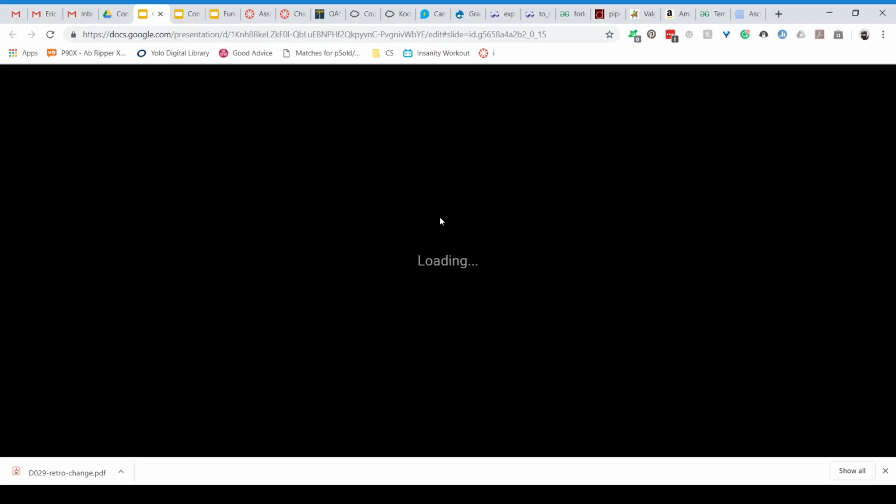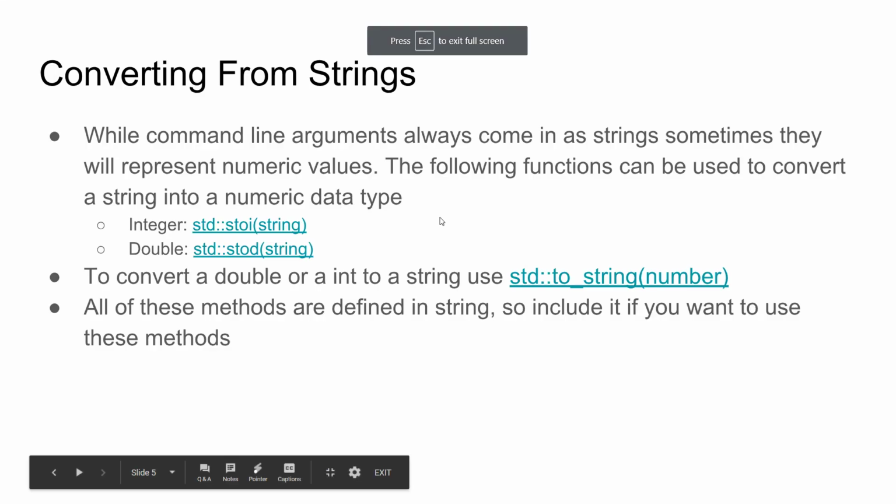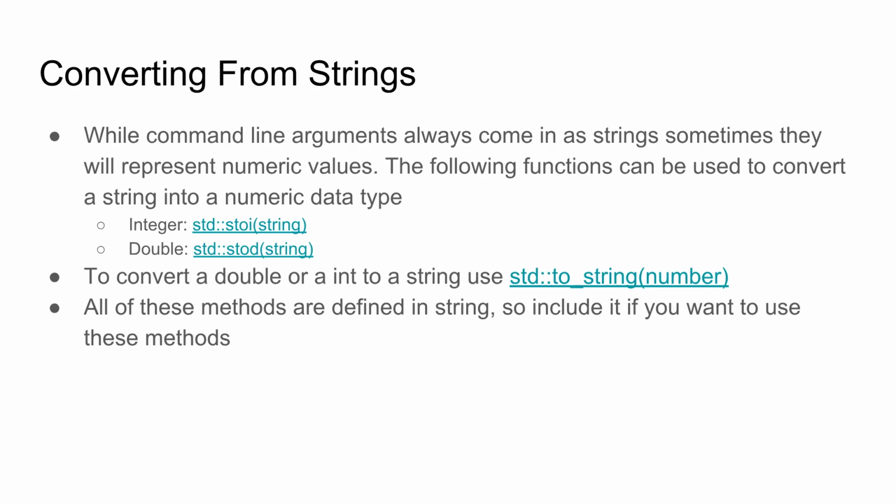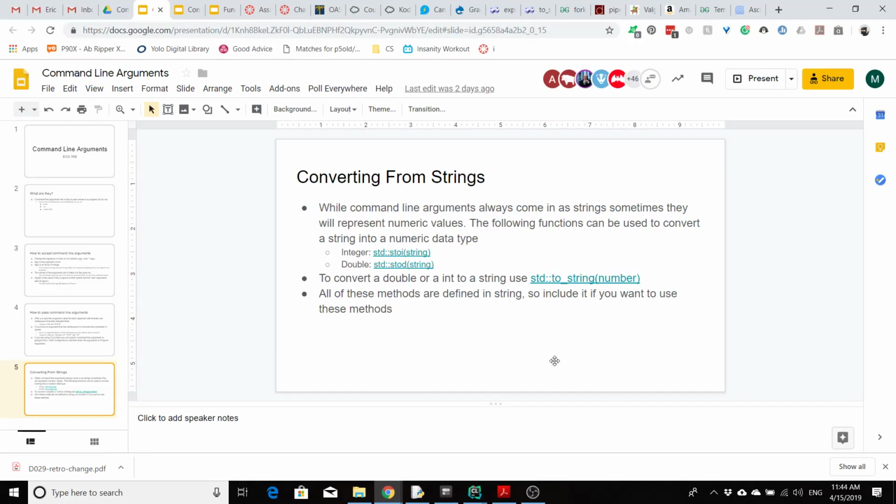The functions that you would use to convert would be stoi, string to integer, if you were trying to convert a string to an integer, or stod, string to double, if you wanted to convert that string to a double. If you're trying to go the other direction, from an integer to its string representation, the function is to_string. All these functions are defined in <string>, so include string if you want to be able to use them. That's it with command line arguments. Any questions?